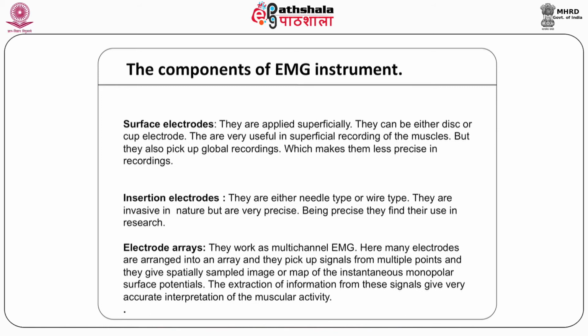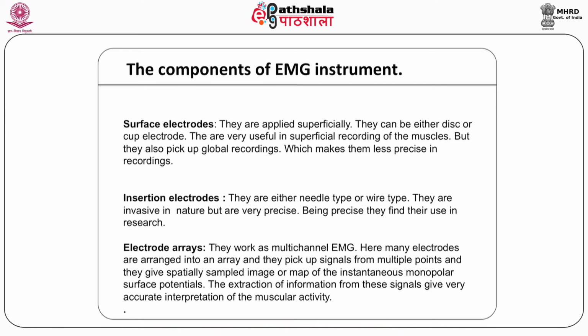Let us understand the next type of electrode, that is the insertion electrode. They are either needle type or wire type. They are invasive in nature, but they are very precise. Being precise, they find their use in research. Then the other type of electrode is electrode arrays. They work as a multi-channel EMG. Here many electrodes are arranged into an array and they pick up signals from multiple points and they give a spatially sampled image or map of the instantaneous monopolar surface potentials.